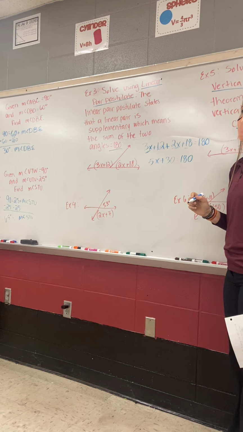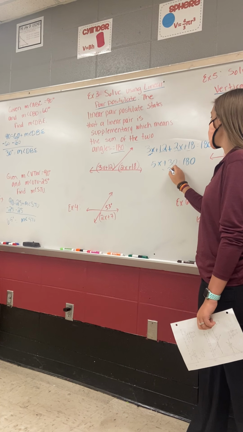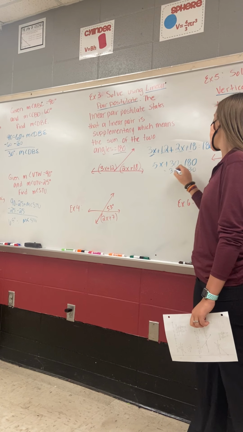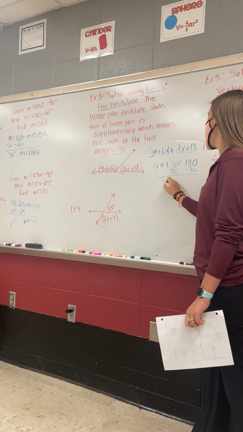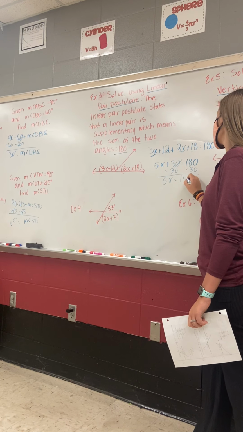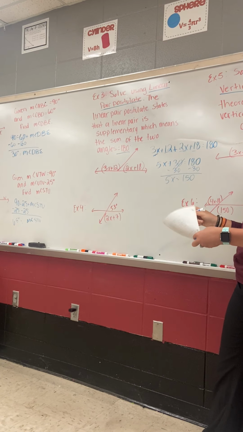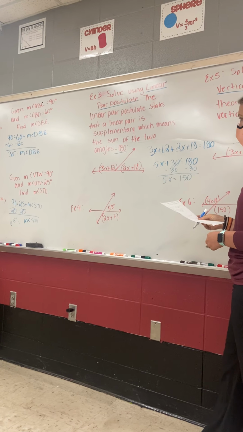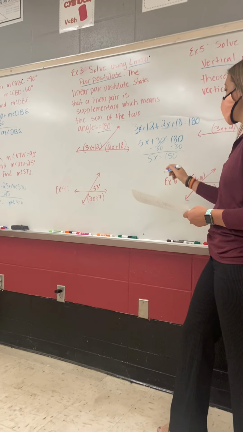And then you just solve like an equation. So I'm going to subtract 30 on both sides. These cancel and I have 5x equals 150. What's my next step? You divide. Divide by 5.